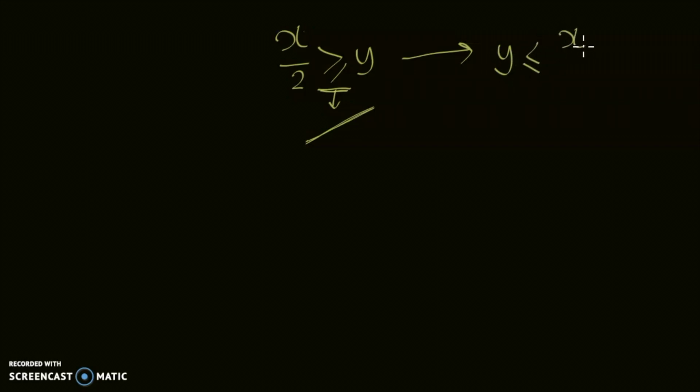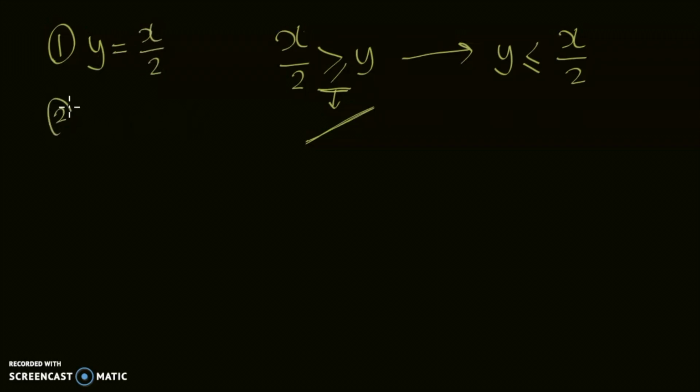x over 2 is greater than or equal to y. The first thing we have to realize is this is an or equal to, which means that we have to draw the graph with a solid line. It has to be a solid line graph. Since in this inequality, y is not on the left hand side, to make it easier for us to visualize, the first step I would do is move the y to the left hand side. So that would be y is smaller than or equal to x over 2. Now let's write the root equation of this inequality. So the root equation would be y equals x over 2.